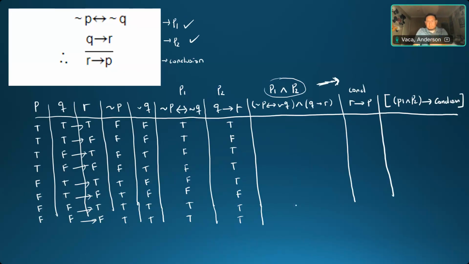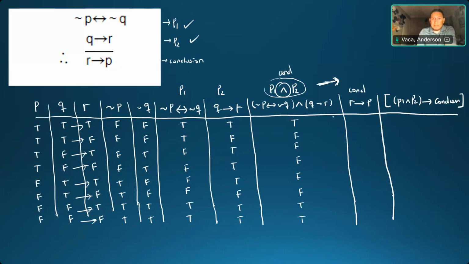All right then. What's happening in this column? In this column, we are connecting these two premises using the connective and. It is only true when both of the components are true. So that will be true, false, false, false, false. I need to keep my eyes wide open here so that I don't make a mistake.